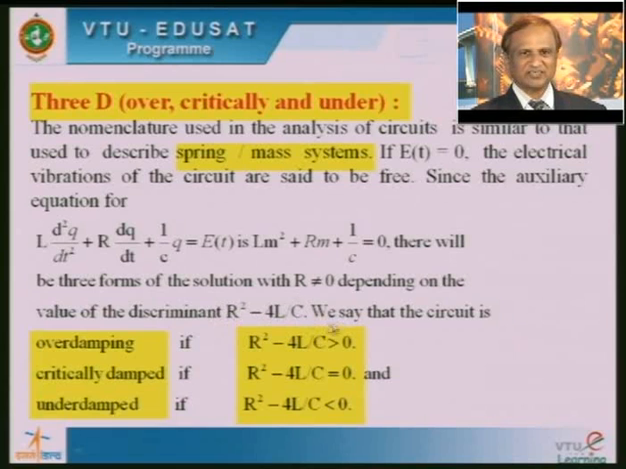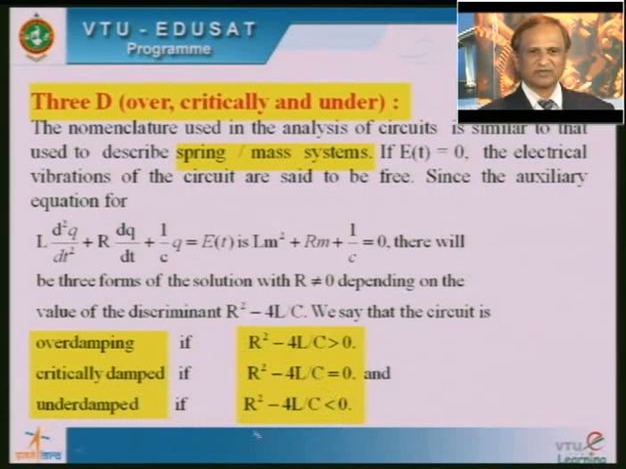So as I have mentioned in the following, we say that the circuit is over damped if the value of R square minus 4L by C is greater than 0. Is it clear? Sometimes we can say that it is critically damped if R square minus 4L by C is equal to 0, and sometimes we can say that it is under damped if R square minus 4L by C is less than 0.